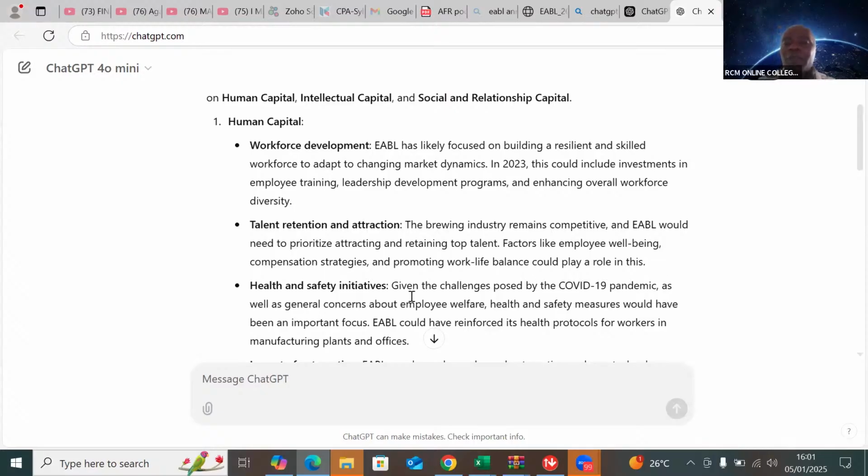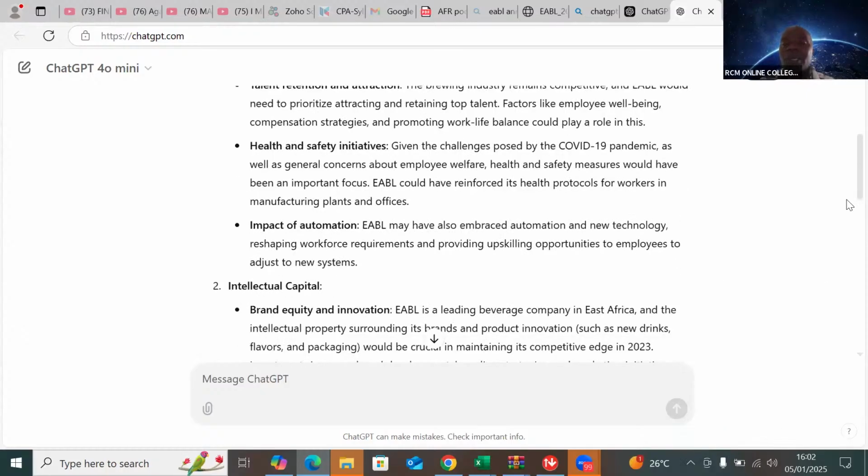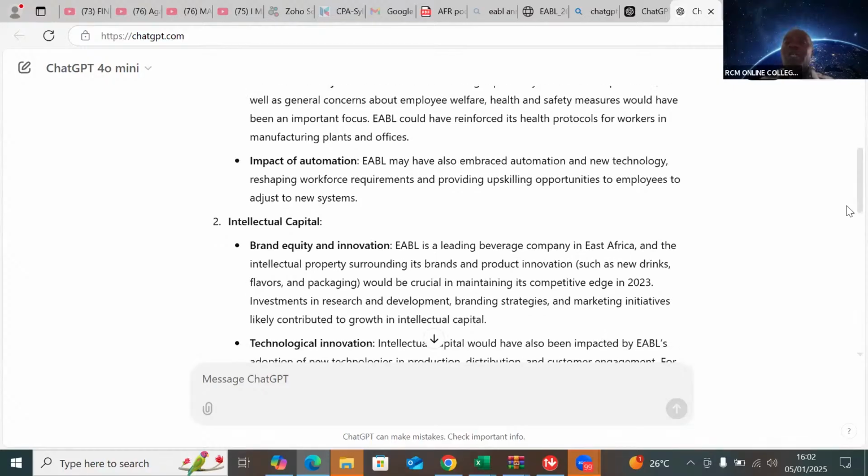Health and safety initiatives. Given the challenges posed by the COVID-19 pandemic, as well as general concerns about employee welfare, health and safety measures would have been an important focus. EABL could have reinforced its health protocols for workers in manufacturing plants and offices. Impact of automation. EABL may have also embraced automation and new technology, reshaping workforce requirements and providing upskilling opportunities to employees to adjust to new systems.